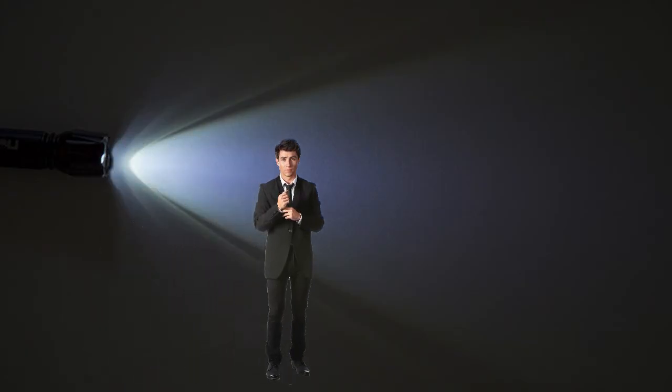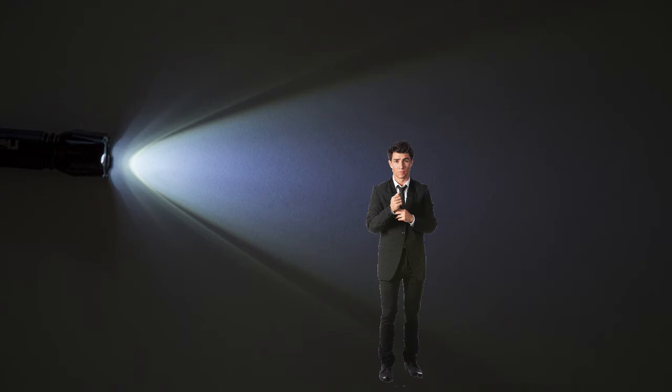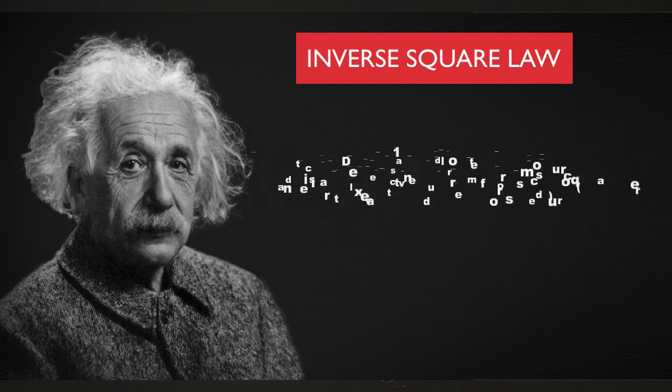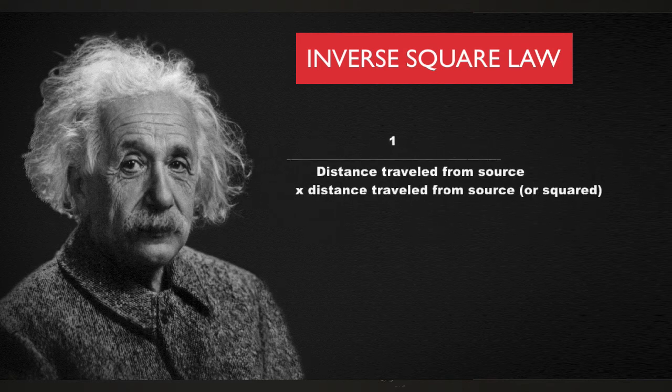So the inverse square law is a law of physics that is basically, and I'll probably butcher this, but very basically it's 1 over the distance travelled from the source times the distance travelled from the source, or squared. Now, that all sounds very confusing, and what does this have to do with lighting and photography?